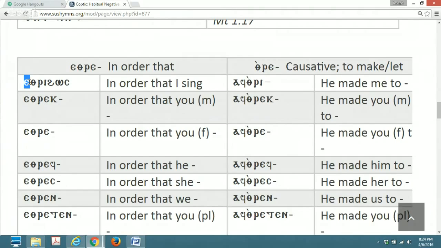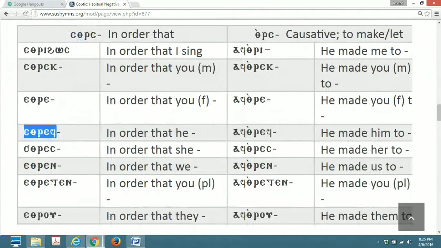It's almost like you have the relative. So ethri-hos means in order that I sing. Etherek, in order that you. Ethre, and again, remember this second person singular feminine is kind of the same as the prenominal form. Ethref, ethres, ethren, ethreten, and ethru. So it's basically in order that, or so that.